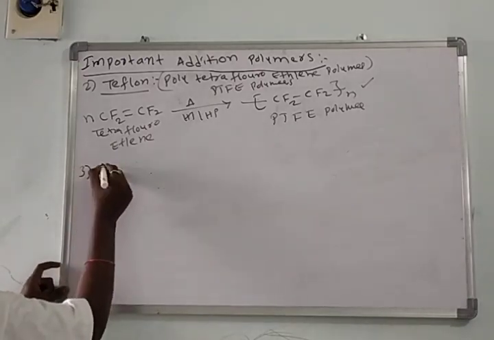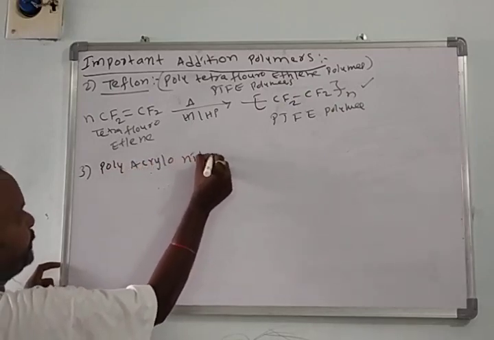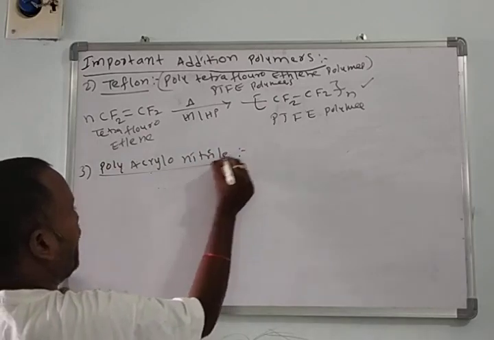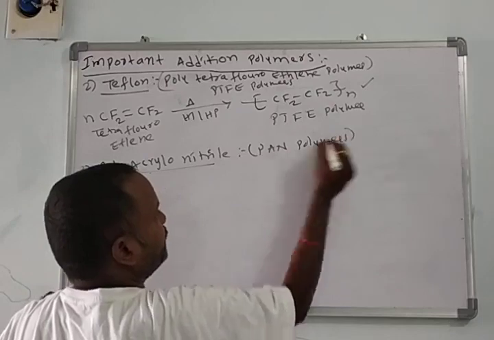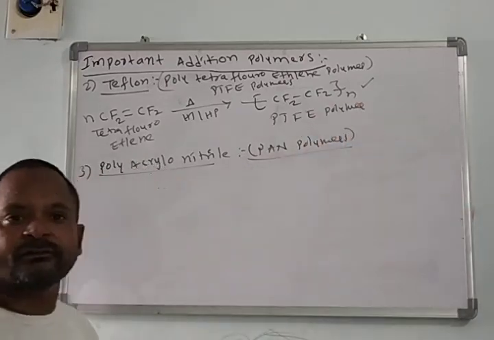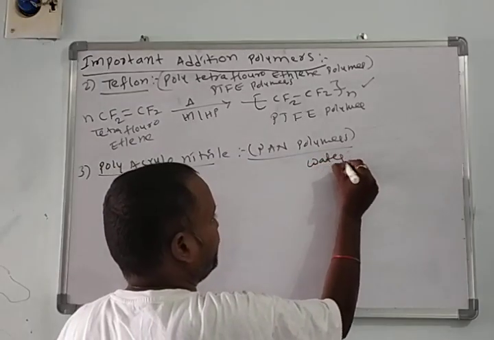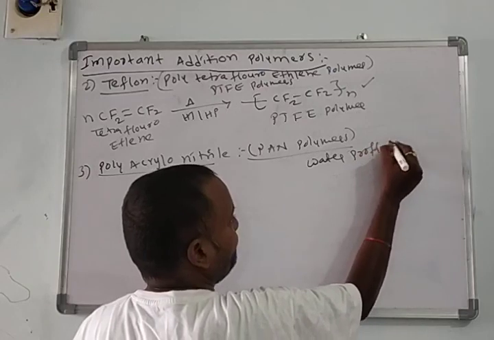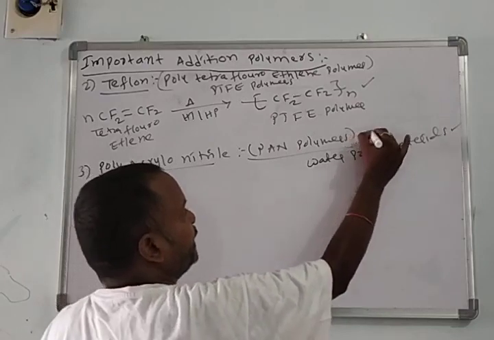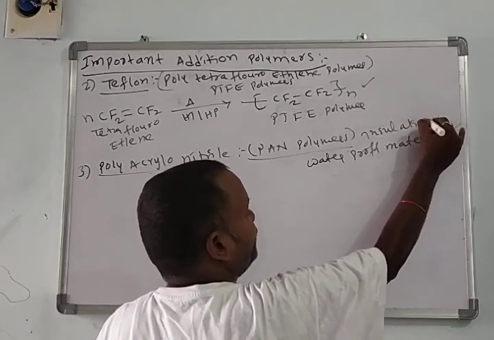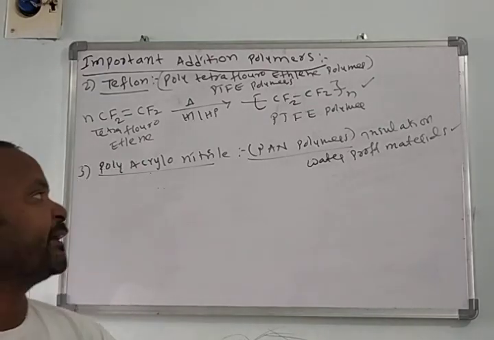Then in continuation, polyacrylonitrile, which we call PAN polymers. These are also used in the preparation of many plastic articles and waterproof materials. It is used for waterproof material and insulating material. For insulation purposes, copper wire or any other iron wire is insulated with this.